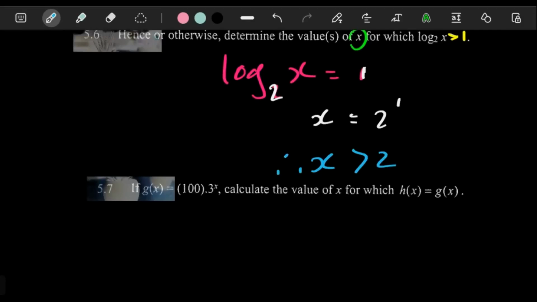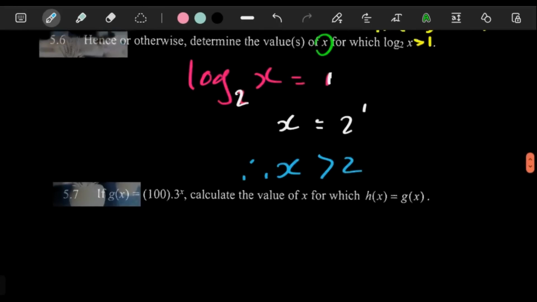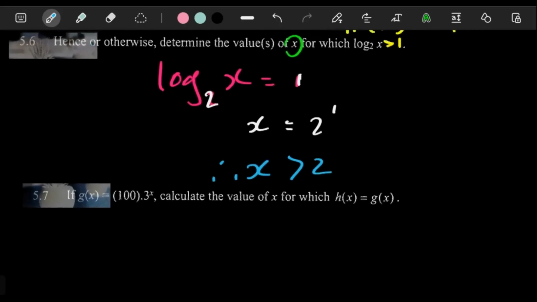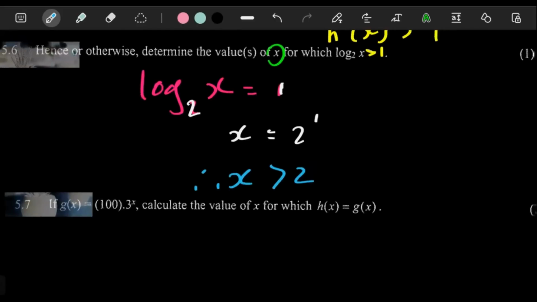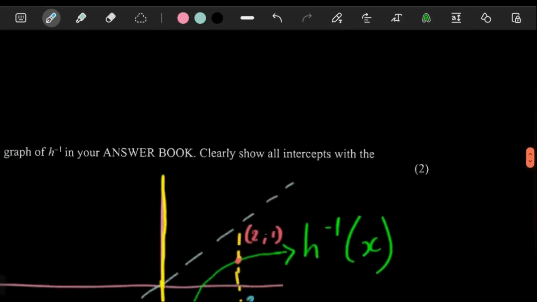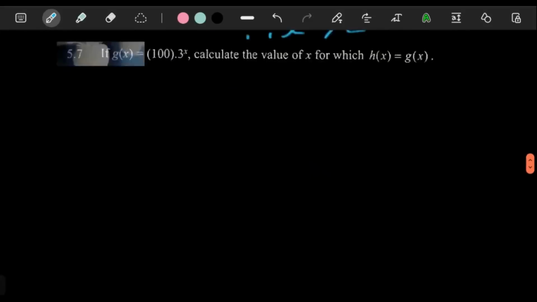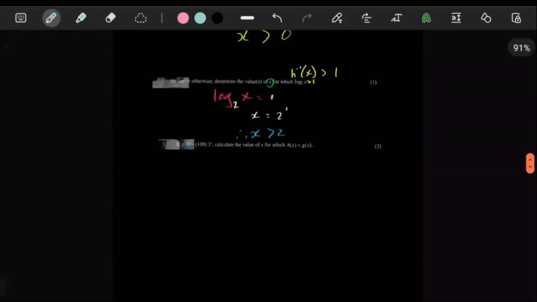Let me actually just, well, I was just using this to explain, but it doesn't really change much. Let's see, what's the next question?